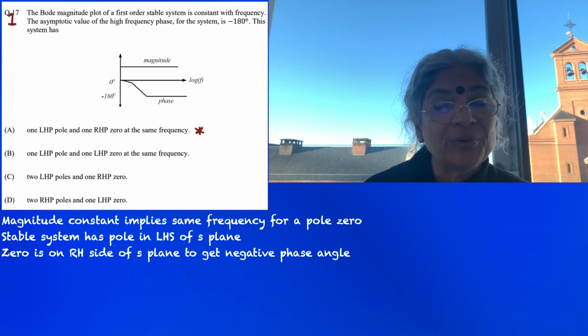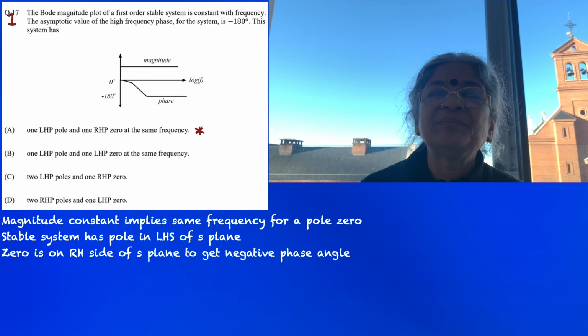I suppose both aspects are clear. In fact, we talked about three concepts. One is that we check out the angle. We see minus 180 degrees. Do we see two poles? No, we don't, because the magnitude remains the same, which means that both the pole and the zero must be at the same frequency. Then we move on to, is it stable? If it is stable, it is the pole which has to be on the left hand side. And the zero has to contribute a negative angle, which is possible only if it has a zero on the right hand side of the S plane.